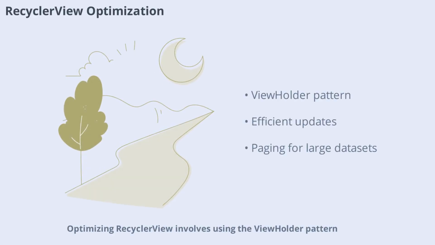Optimizing RecyclerView involves using the ViewHolder pattern, implementing getItemViewType for multiple view types, and leveraging DiffUtil for efficient updates. Minimize complex views, use ConstraintLayout, and implement paging with Paging 3 for large datasets. Prefetch views and use RecycledViewPool for reuse across RecyclerViews. These strategies ensure smooth scrolling, efficient memory usage, and responsive UI in Android apps.